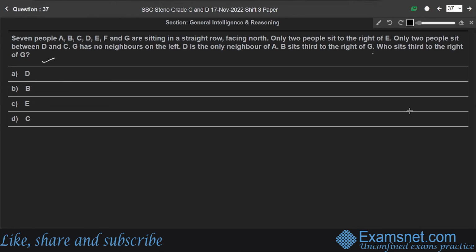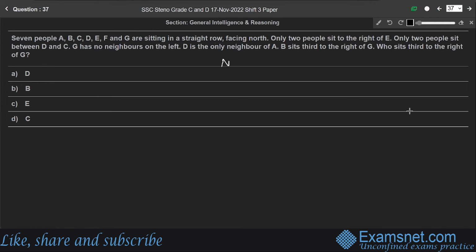Question 37. Seven people A, B, C, D, E, F, and G are sitting in a straight row facing north. Only 2 people sit to the right of E. Only 2 people sit between D and C. G has no neighbors on the left. D is the only neighbor of A. B sits third to the right of G. Then who sits third to the right of G is the question.